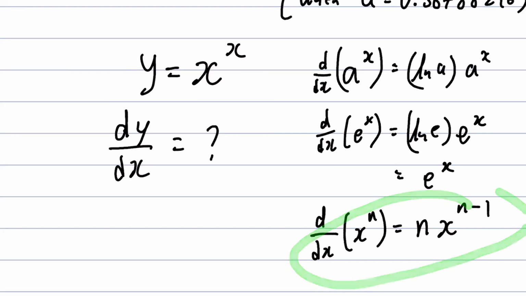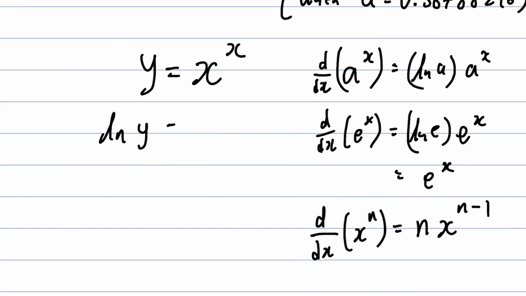But here, you see, in these first 2 cases, the variable is on top, the constant below. This other case is variable at the bottom, constant on top. Can you see they're swapped around? Here, it's variable on both sides. There is no known standard way to differentiate this. The trick here is ln both sides. So ln y equals ln x power x. That should be your first step.